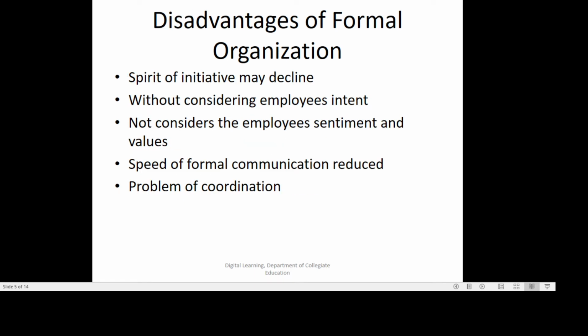So what are the disadvantages of formal organizations? The spirit of initiative may sometimes reduce or decline. In certain cases, this kind of formalization reduces the spirit of initiative among the members because there will be restrictions by the employer or the management on employees. Sometimes the authority is also used for the sake of convenience without considering the need for using it, and it does not consider the sentiments or values of the employees. The formal organization sometimes may reduce the speed of communication, and sometimes it also creates the problem of coordination. These are all the disadvantages of formal organization structures.